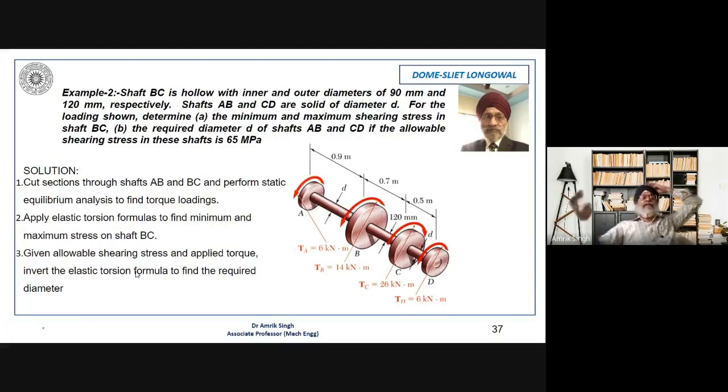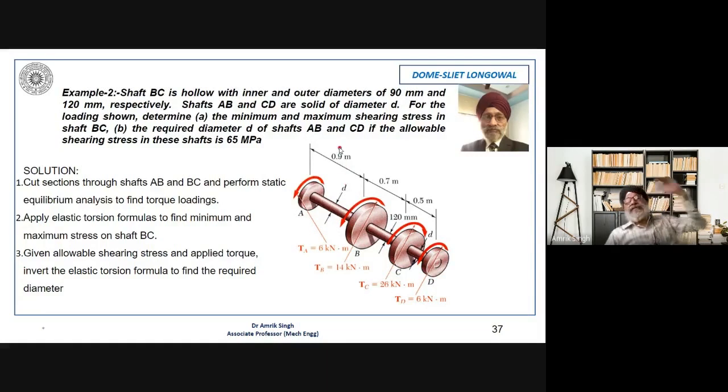Similarly, there is a second numerical you see here. It is important that a shaft is given, and on the shaft you see a number of mechanical elements given. Either they are pulleys. So let us see what is given. The shaft BC is hollow with inner and outer diameter 90 and 120 respectively. So this is hollow. Shaft AB and CD are solid. So it is a combined shaft, you can see.